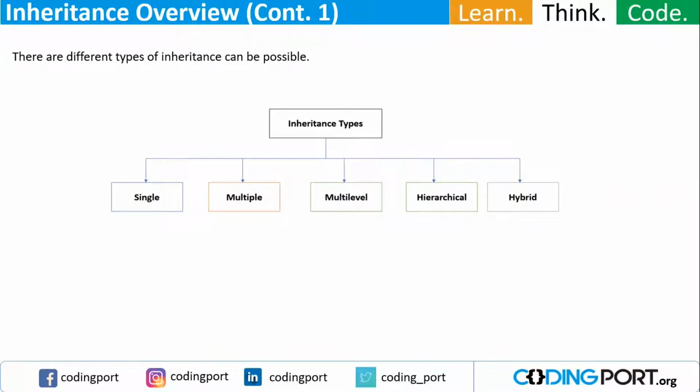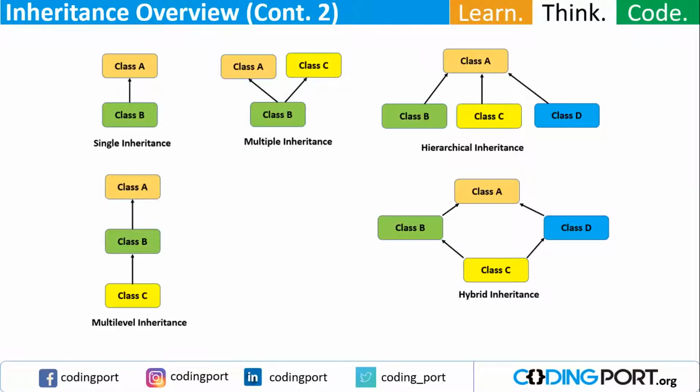Now coming to the different categories of inheritance, we have 5 types of inheritance. We have single, multiple, multi-level, hierarchical, and hybrid. Let's understand all of these. Single inheritance is when a child class has only a single parent. So you can see class B is derived from class A. Multiple inheritance is when a given child class has more than one parent. So you can see class B has classes A and C as parents.